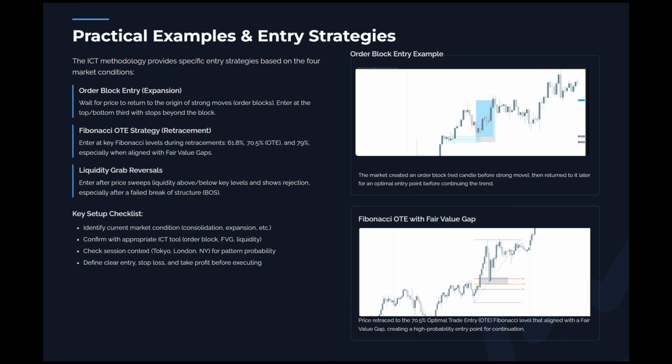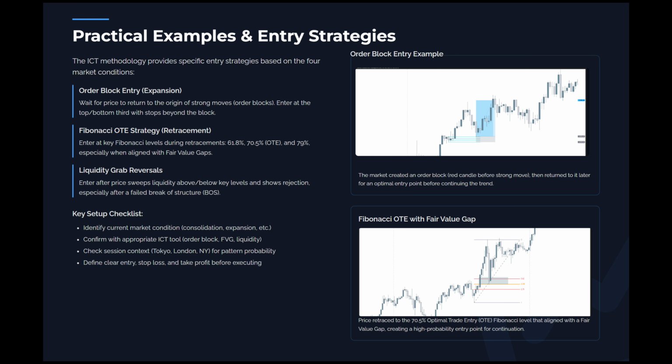Example number 2, the retracement entry. Price has made a strong upward expansion, creating a fair value gap along the way. During the New York session, price starts to retrace. You use Fibonacci levels to identify potential turning points, specifically the 70.5% level, which is the optimal trade entry. When price reaches this level and fills the fair value gap, you have confluence for a long entry.